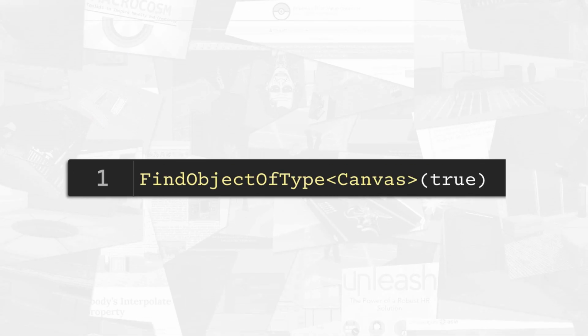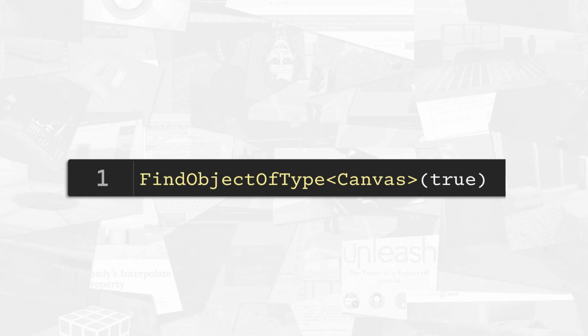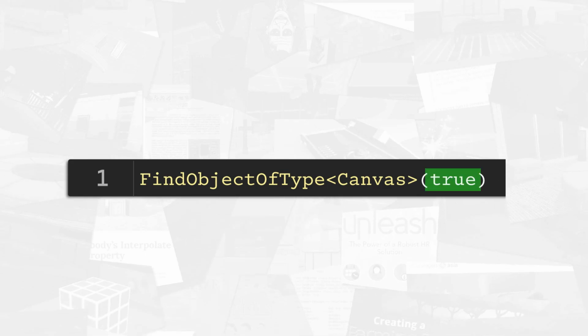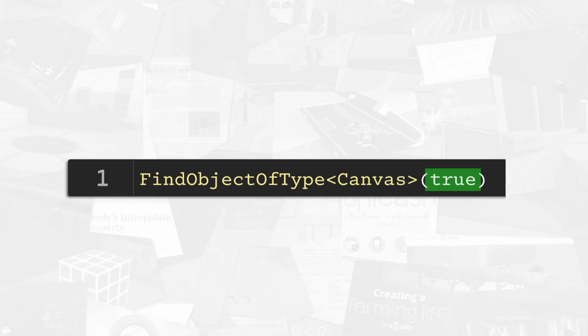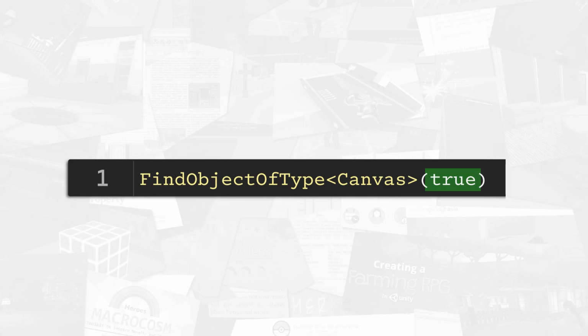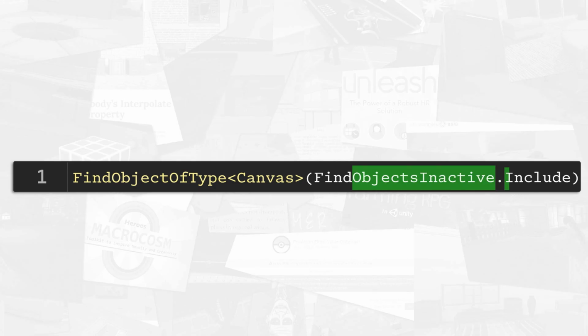There is also a very interesting readability change made to both functions. Before, you would add a true argument if you wanted them to consider inactive game objects. Now, you will use a FindObjectsInactive.Include argument instead, which makes the code more readable.